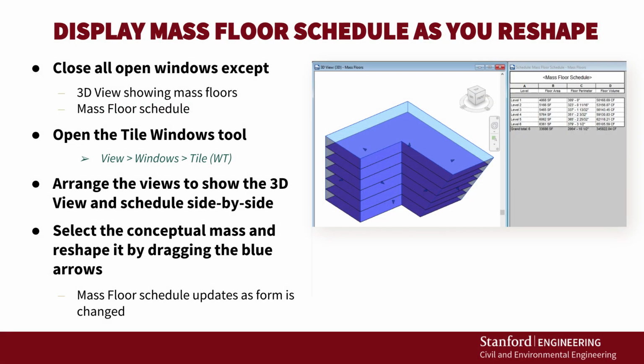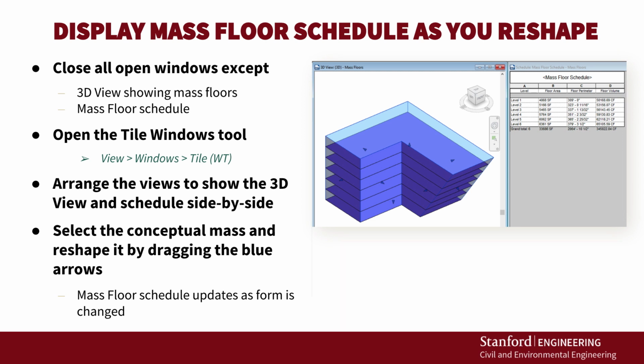A very useful workflow that you'll probably want to use as you fine-tune the shape of your design is to use the information in the mass floor schedule to dynamically report on the quantities as you push and pull on different surfaces of the building form. To do that, start by just closing all the open windows except for a 3D view that shows the mass floors of the building, as well as another view that shows the mass floor schedule. So just keep those two views open.